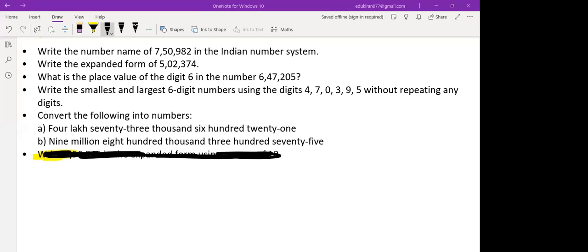Who will tell me the answer for the third one? Ma'am, the place value of 6 is 6 lakh. Ma'am, can I tell the next one? Ma'am, the greatest number is 9,75,430. And then the smallest number is 34,579. Yes.